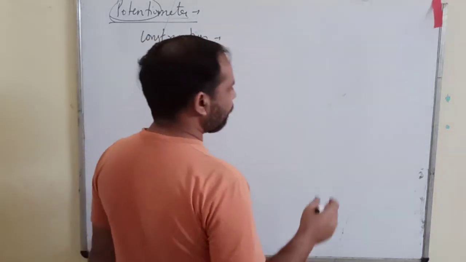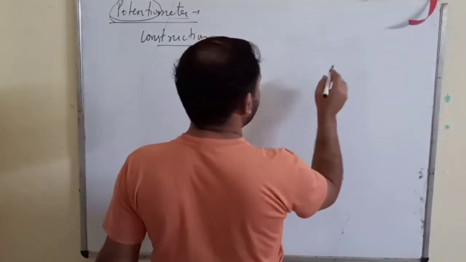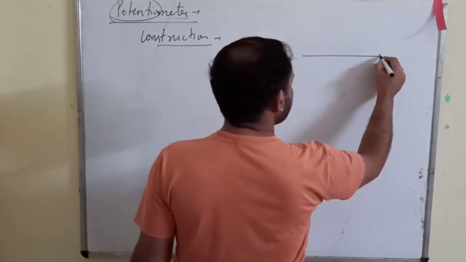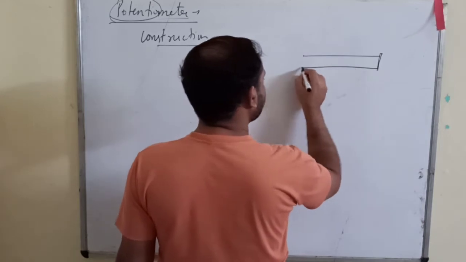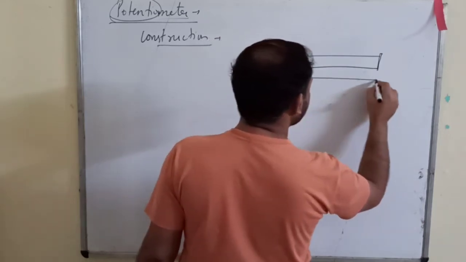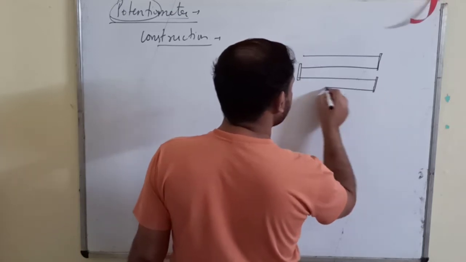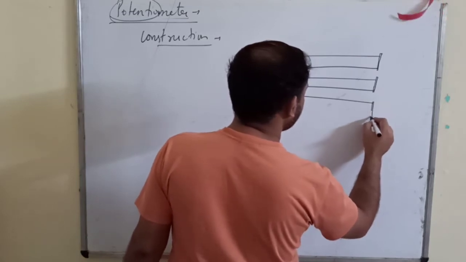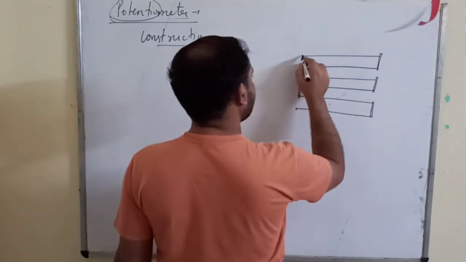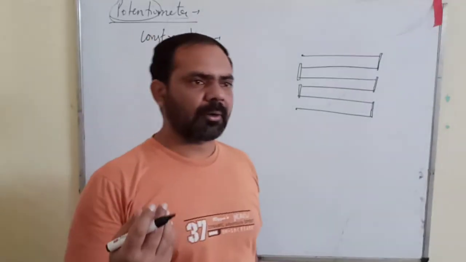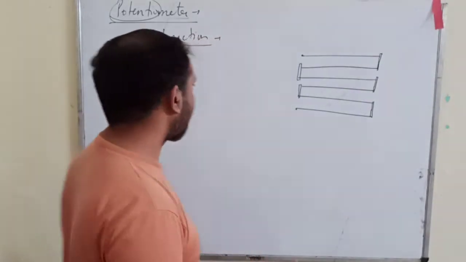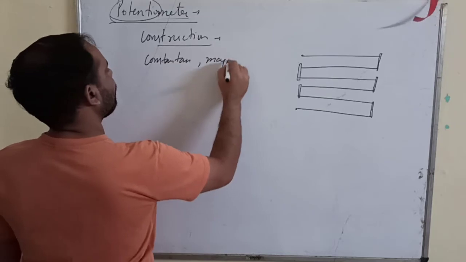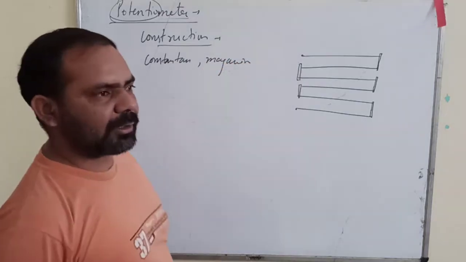What is the construction? Now what the potentiometer is, we take a wire. I will tell you which wire we take. We take a wire on a wooden plank. We take a Constantan or Manganin wire. Why do we take a Constantan or Manganin wire?